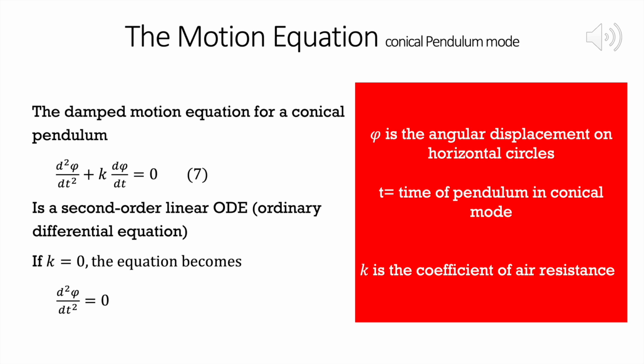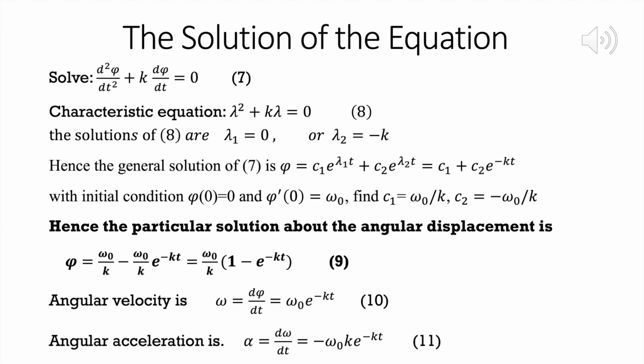However, in real life, air resistance cannot be neglected. That's why in this analysis, air resistance will be considered. Then I continue to solve the equation to find a relationship between angular displacement and time, angular velocity and time, and angular acceleration and time.